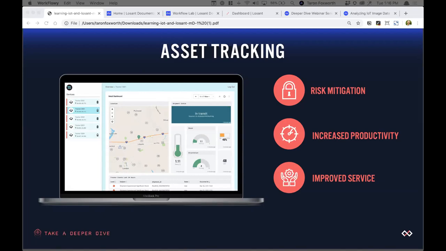And then from a customer standpoint, we're talking about improved service. Now they have a level of insight and data into this application in terms of assets that they never had before.